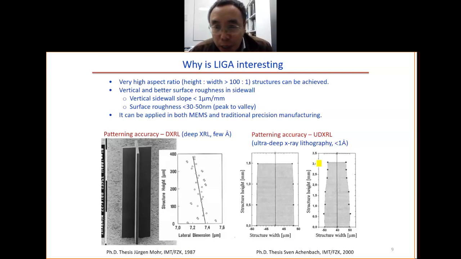So here you can see we can get 3 millimeter thick structures with the side wall slope of only a few micrometers. So normally we can get a side wall slope less than 1 micrometer per millimeter. So the surface is also very smooth. The surface roughness is better than just a few tens of nanometers.